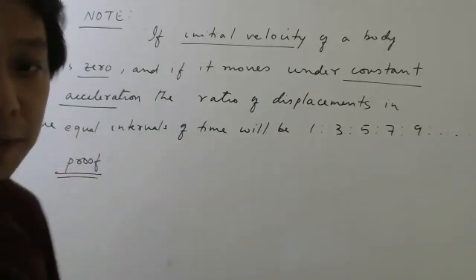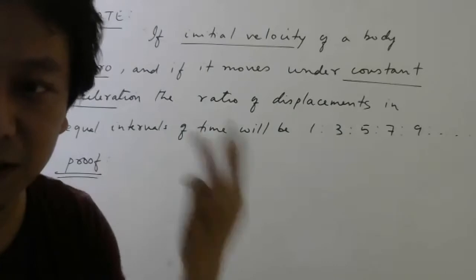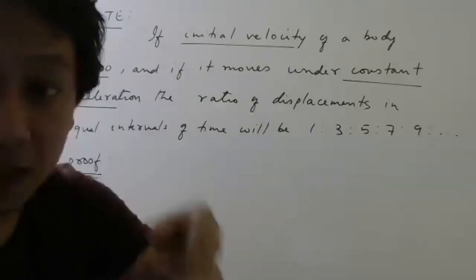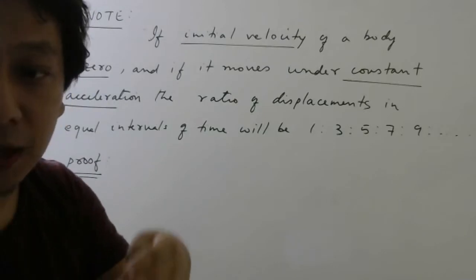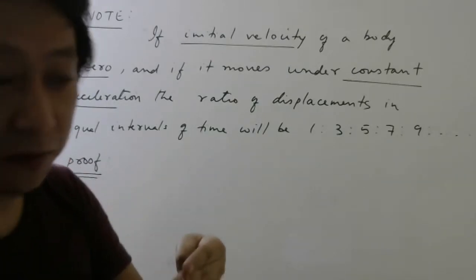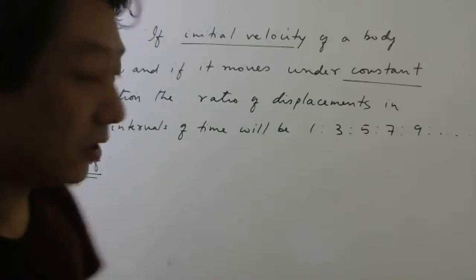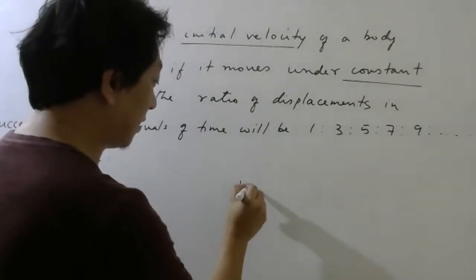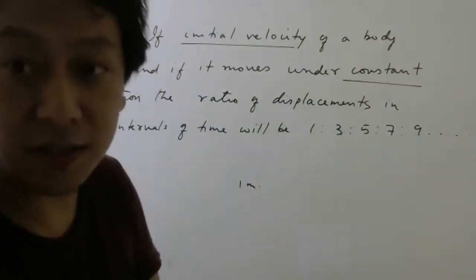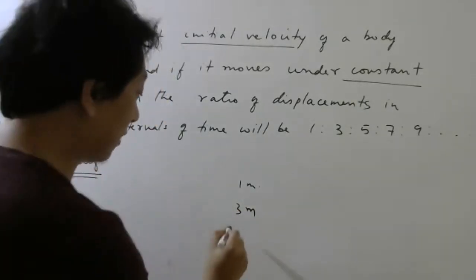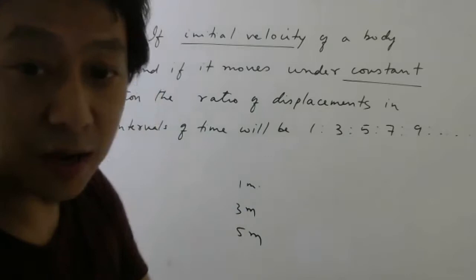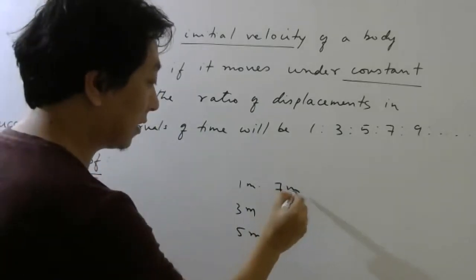The interval of time can be 1 second, no problem. Can be 3 seconds, no problem. But the interval of time should be equal. Matlab, a body starts with 0 velocity, okay? If it covers, let's say, 1 meter in the first 1 second, then the next 1 second it will cover 3 meters. Next 1 second, it will cover 5 meters. Next 1 second, it will cover 7 meters. Like that, we have to prove.